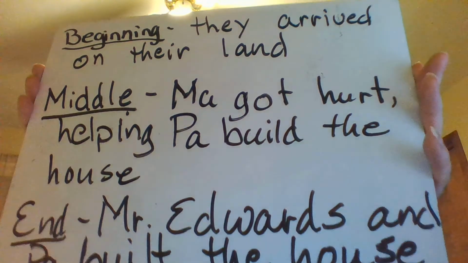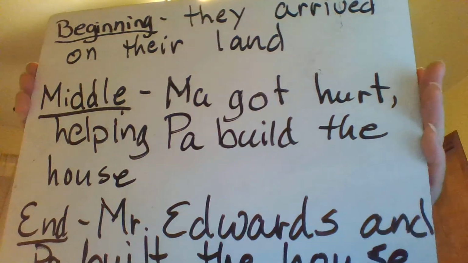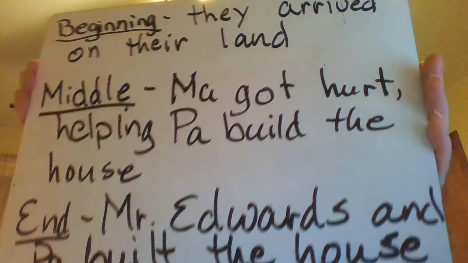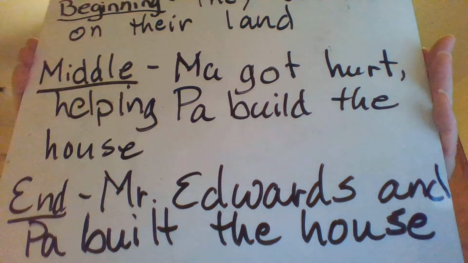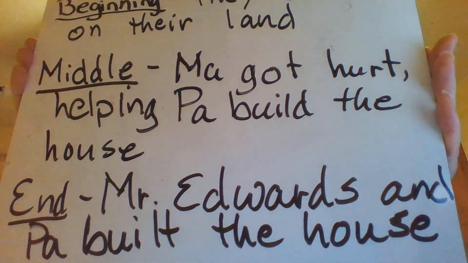They arrived on their land. Pa and Ma started to build the house, but she got hurt. And then Pa met Mr. Edwards, and he came and helped him finish building the house. So you should have those three things written on your trifold in the beginning, middle, and end box.